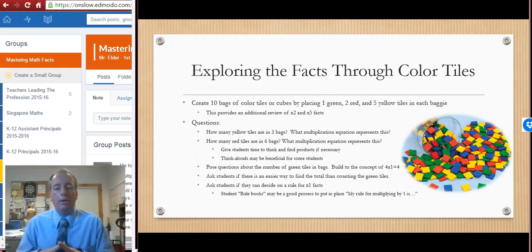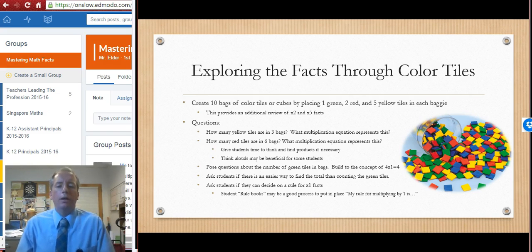I like one of the ideas in the text about student rule books. This may be a good place as kids start to make their own conjectures, their own thoughts about if I have a group of 1, or if I have 1 group of anything, my rule for multiplying by 1 is... We know we can give kids all the rules in the world, but until they make it their own, they're really not going to hold on to it for long. They might like our rule and keep it, but we'd like to see them create rules that make sense to them.